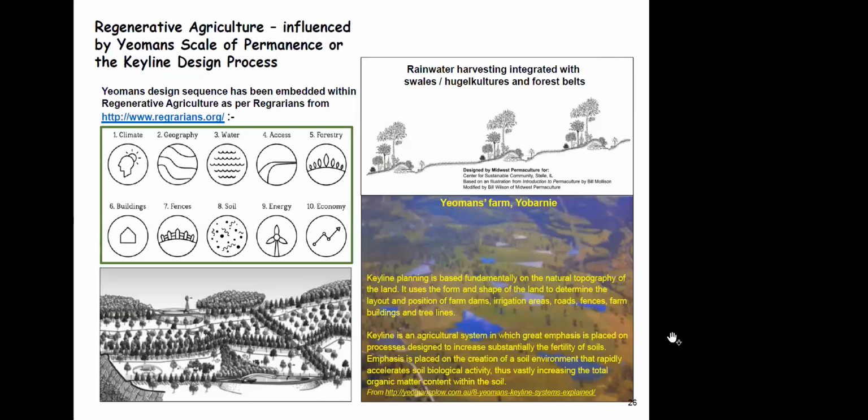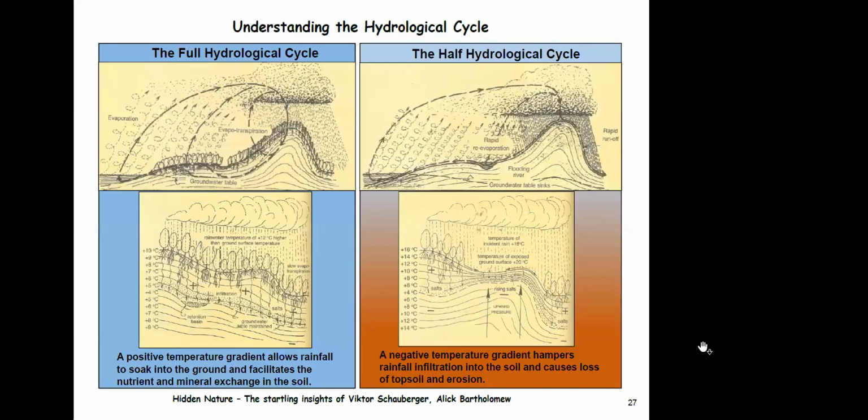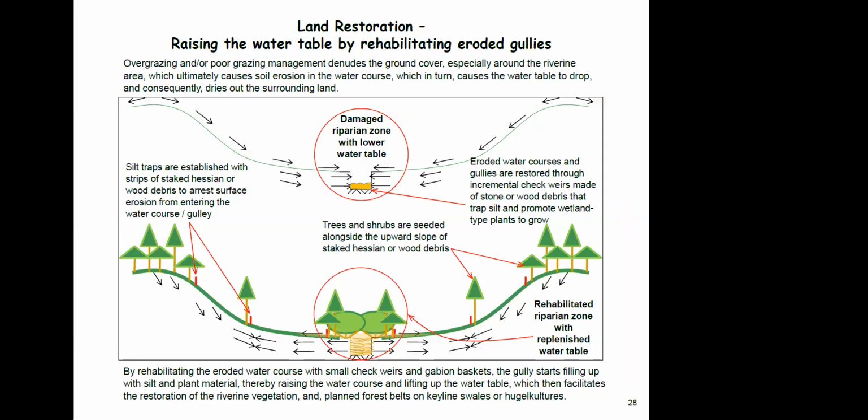Anyway, so this is the process for Regen Ag. Moving on then, the importance of the hydrological cycle. We saw the slide last week, but as soon as you've got good, healthy soils and you've got ground cover through biomass trees or grasslands, we start revitalizing the full hydrological cycle, which is the basis of regenerative agriculture.